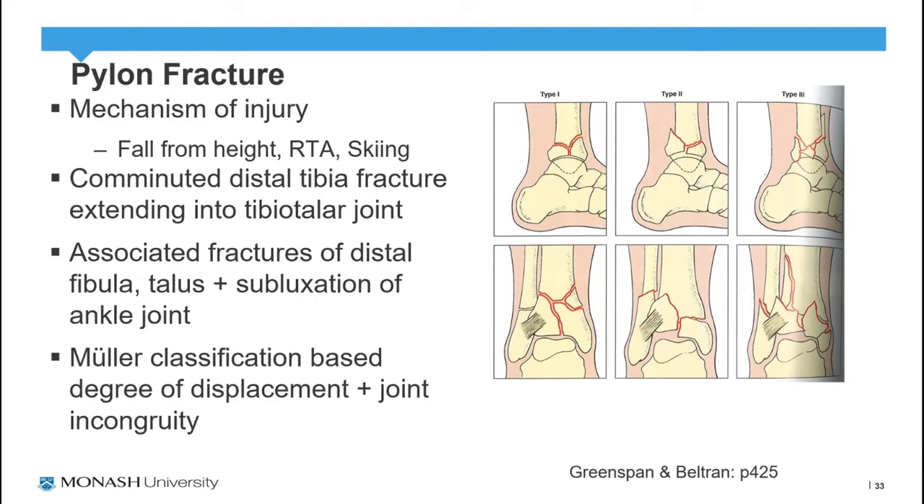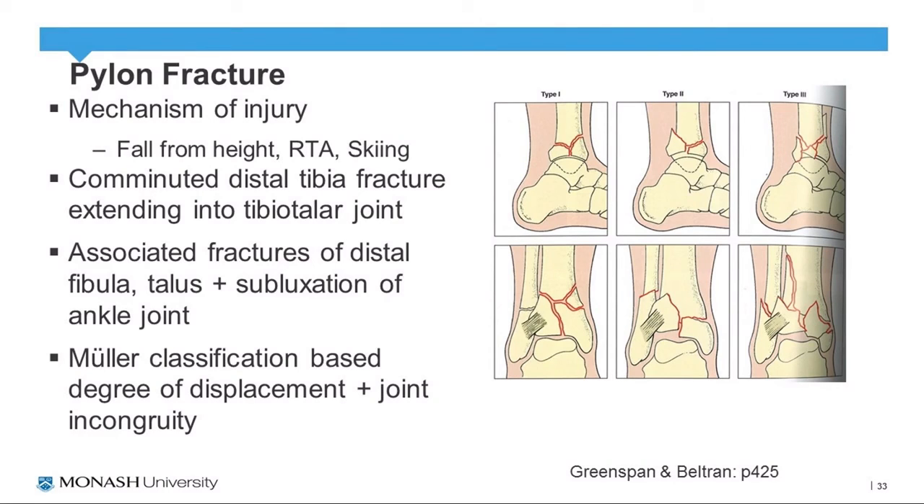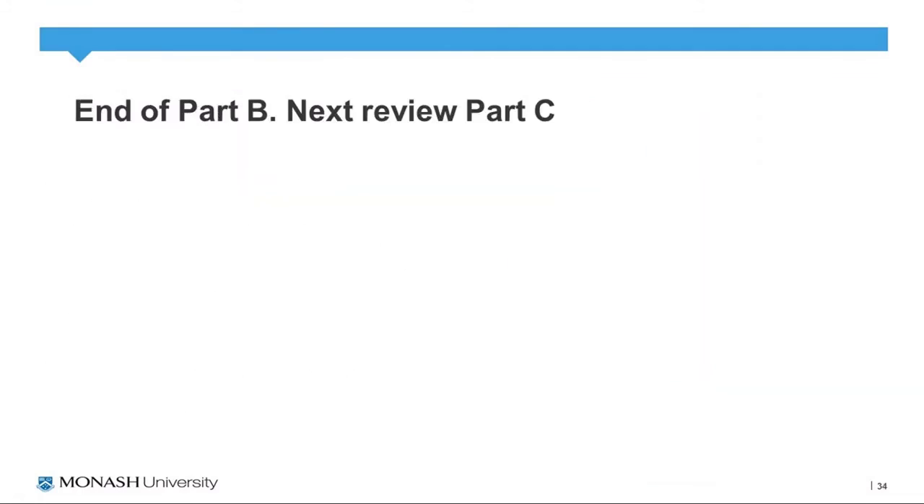Now, pilon fractures can occur due to a fall from a height, car accident, or skiing. It results in a comminuted distal tibia fracture, which extends into the tibio-talar joint. It's also associated with fractures of the distal fibula, the talus, and subluxation of the ankle joint. There is a Müller classification which is based on the degree of displacement as well as the joint incongruity, and this you can see on the diagrams on the right-hand side.